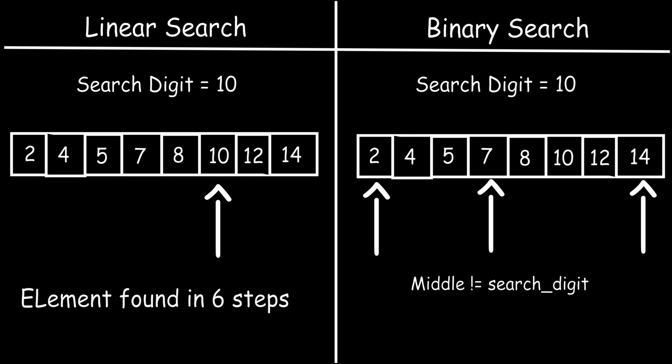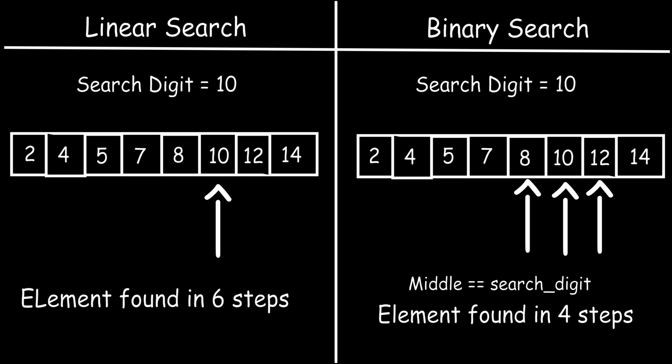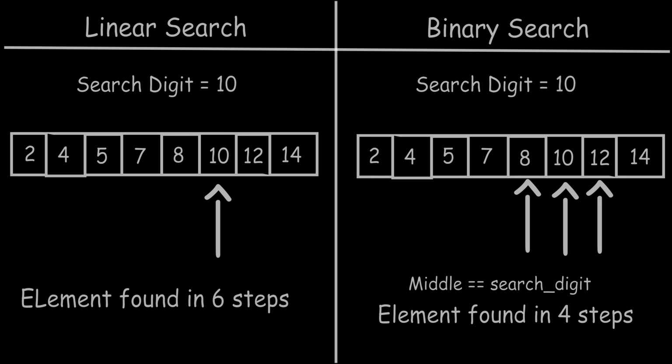Now, the algorithm would check whether the search digit, that is 10, is greater than or less than 7, because it is the middle digit. Here 10 is greater than 7, so now 8 becomes the first element and 12 becomes the last element. Now the algorithm would try to see if the first and the last digits are a match. If not, it finds the middle digit, that is 10, and checks whether it was a match, and yes, it was a match, and the process terminates. If it did not find the search digit, then the process continues.